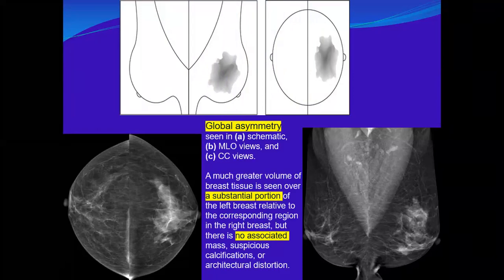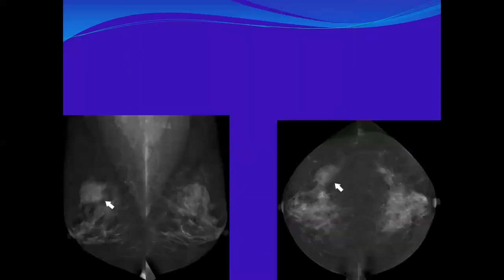These illustrations represent a global asymmetry when it is occupying a substantial portion of the breast, a large volume. If it is at least a quadrant, then we call it a global asymmetry. This is a schematic view, and the MLO and CC views demonstrate a substantial portion of breast tissue occupying the left breast without a mirror image correlate in the opposite breast or associated suspicious features.